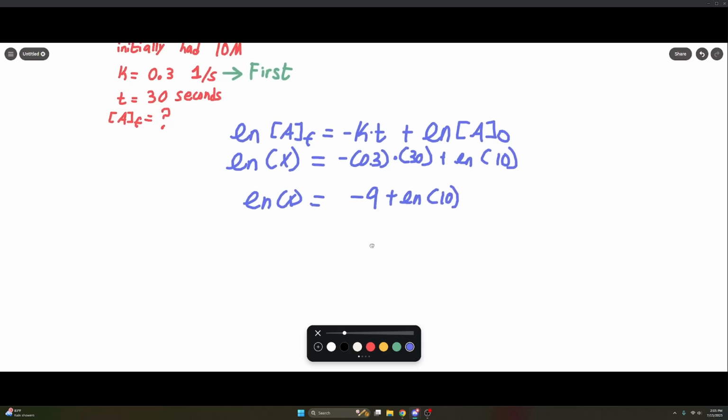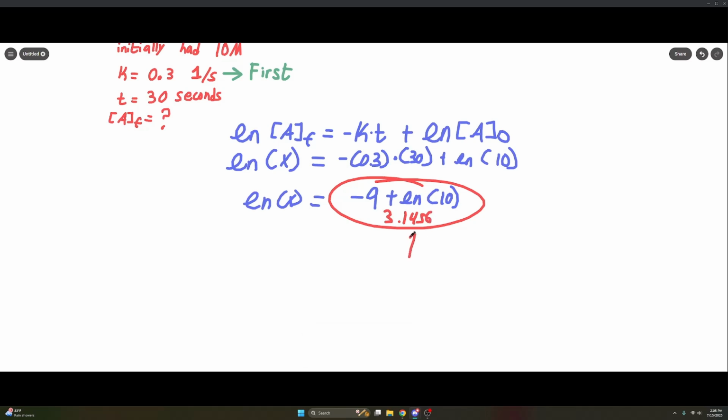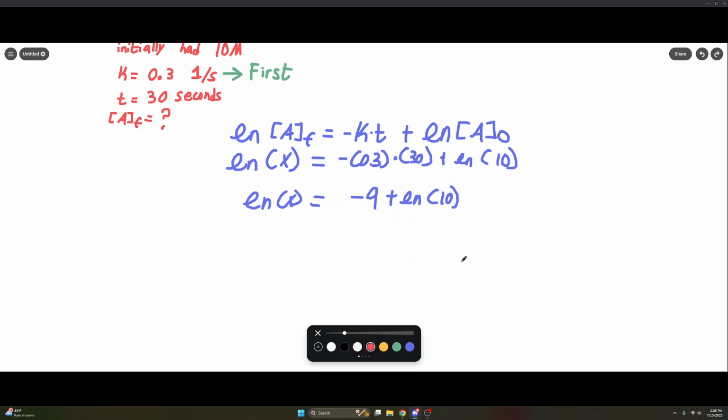I'm not getting my calculator out, but that's just a number. Don't freak out. Let your calculator deal with it. Keep enough sig figs. You know, if it's like 3.1456, keep enough digits to not make a rounding error. But whatever number that is, how do I undo a log? Very good. E to the power of negative 9 plus ln of 10. Whatever that number is. I'm too lazy to go calculate it. So that would be my final concentration, whatever that is. I'm not expecting a big number personally. This is probably super tiny. Anywho.